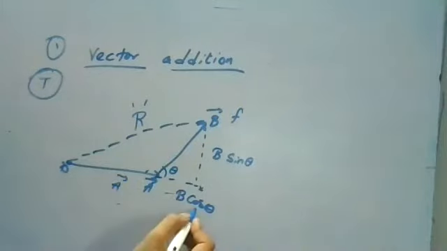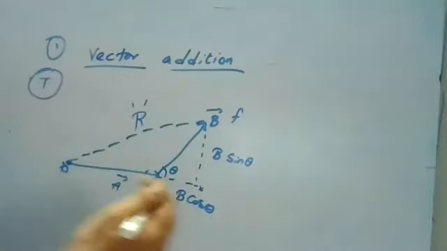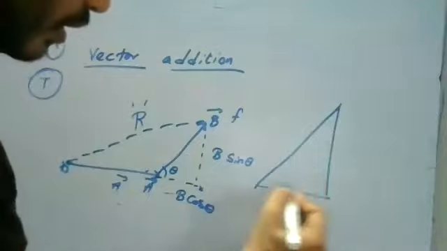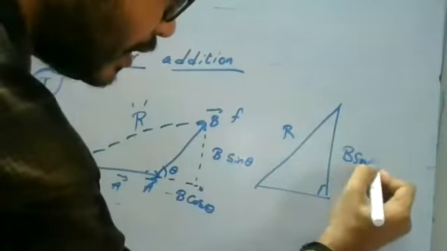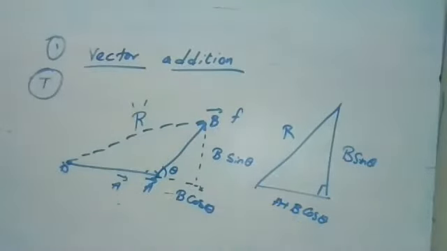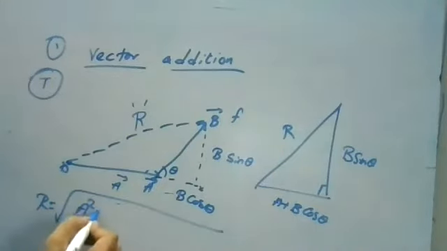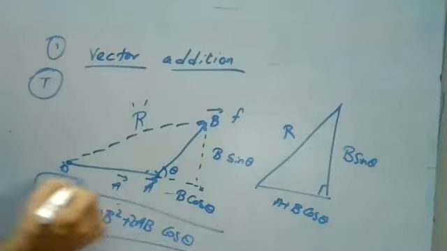Now this is the A vector, and this is B cos theta because it was making an angle theta with respect to the x-axis. The perpendicular component is B sin theta. Combined, I'm drawing a right angle triangle. This is your resultant R, this side is B sin theta, and this is A plus B cos theta. The final relation is R equal to square root of A square plus B square plus 2AB cos theta. This is your resultant R.